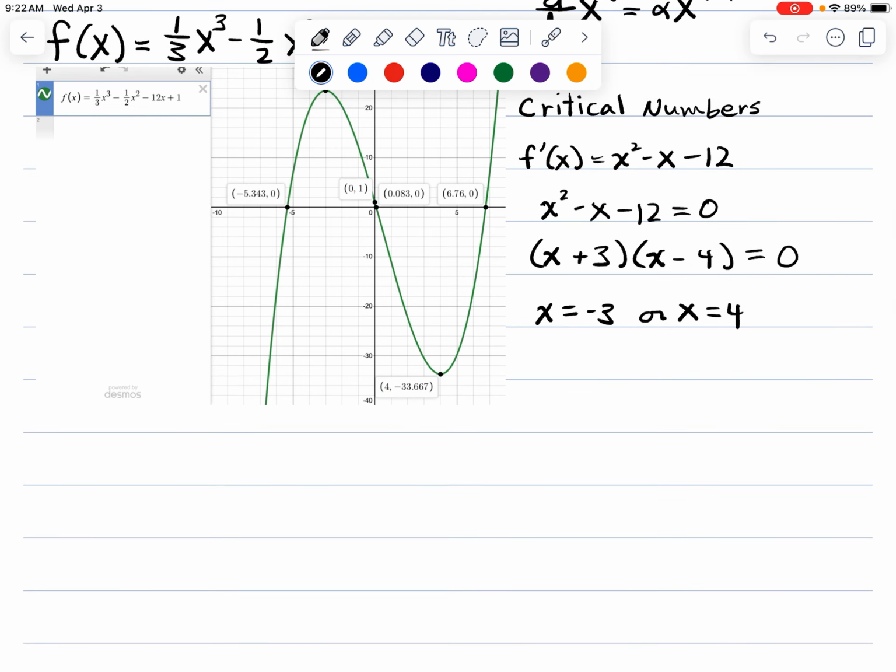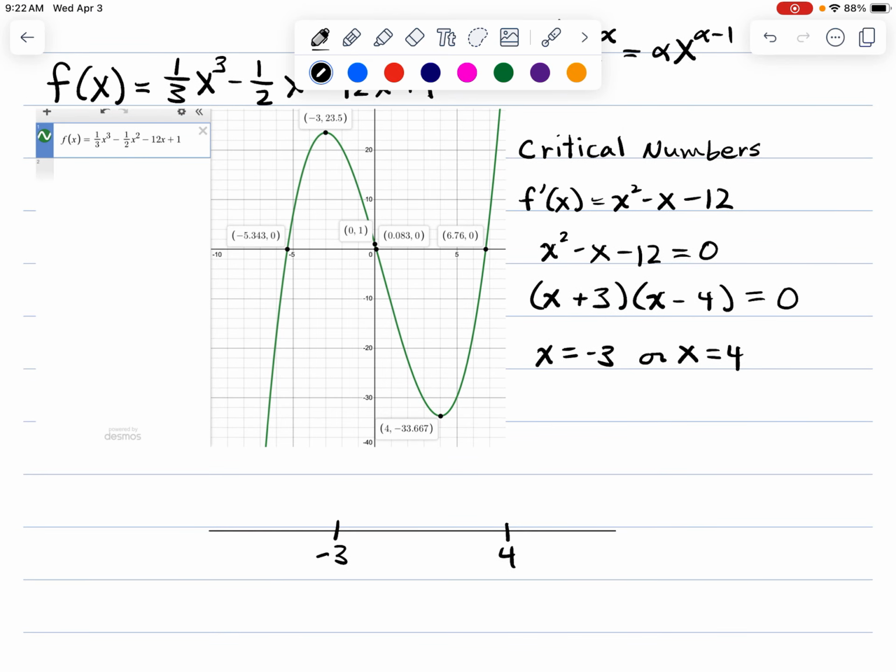Now, what do we do with those? Well, I make a little number line, and I put a negative 3 here and a 4 here. I want to see where the derivative is positive and where the derivative is negative. So I'm going to use these critical numbers where the derivative is 0 to divide the number line. I'll pick test numbers. Anything less than negative 3, I'll pick negative 4. Anything between negative 3 and 4, 0 is a good one. Anything bigger than 4, I'll pick a 5.